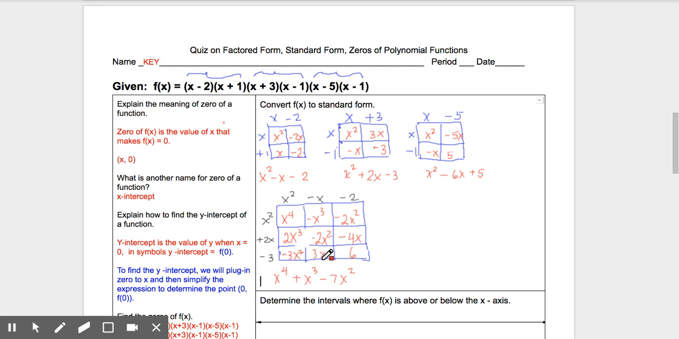And then this will be followed by the x's. And we have here negative 4x plus 3x. They have different signs, so we have to subtract. We have more negative numbers, so this is negative 1x. And then the constant term, positive 6.